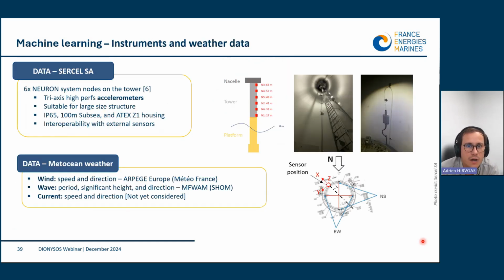So to use this kind of approaches, we need data. And during the DIONYSOS project, we had access to several sources of data. So as presented by Cesar, thanks to our collaboration, we have deployed the neuron system nodes on the towers, which is in fact a three-axial accelerometers along the tower. We had also developed several algorithms to extract data on the location of interest. And we obtain, in fact, several information of the environmental conditions thanks to numerical weather prediction models.